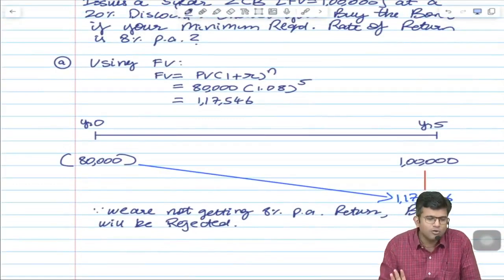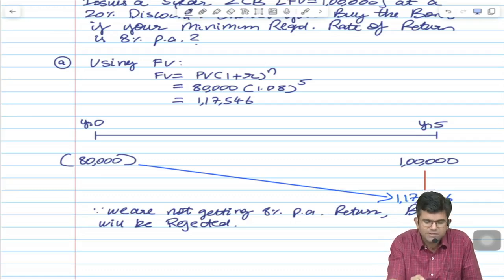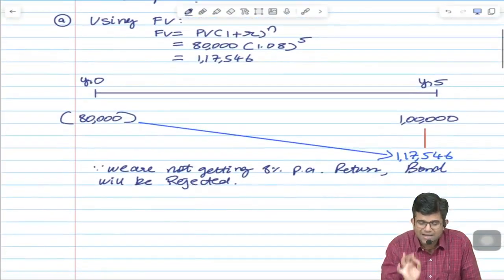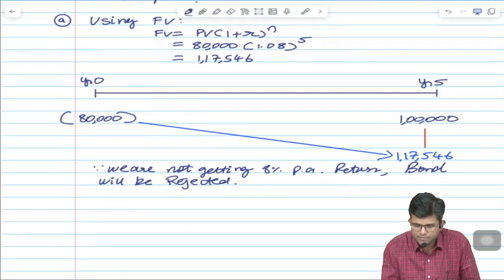PV of CO means today's outflow. PV of CI means today's inflow. NPV, today's profit or loss. This is a bogus explanation. Let me tell you what exactly NPV means.